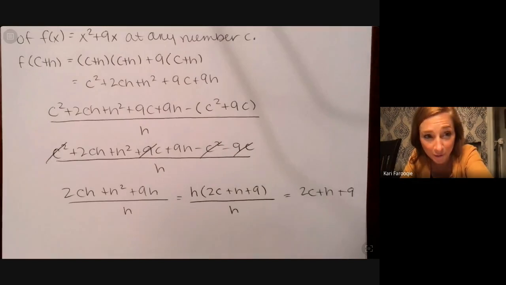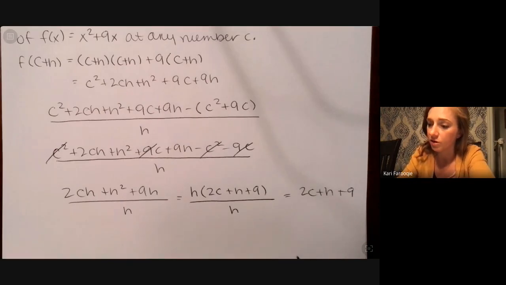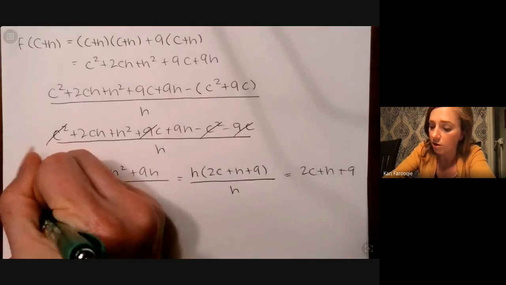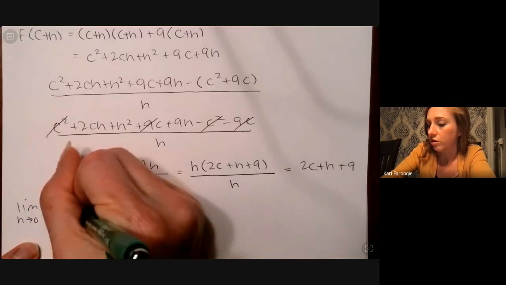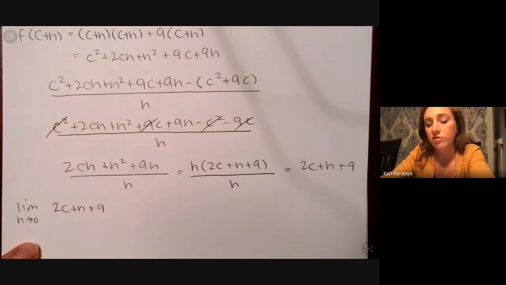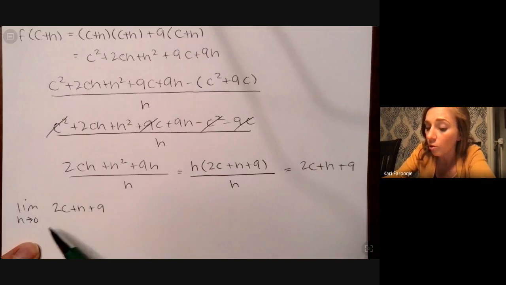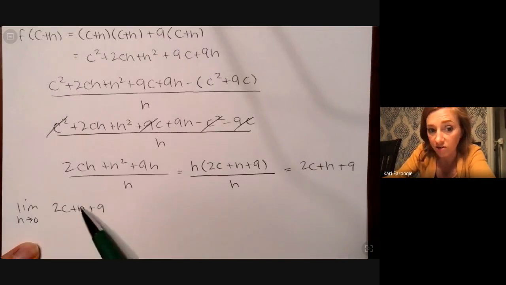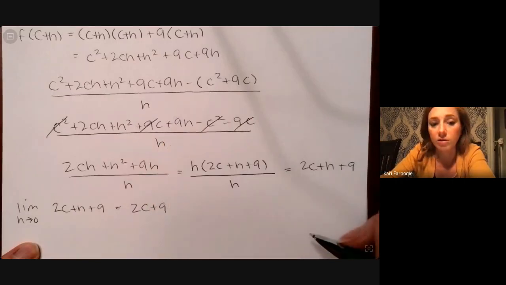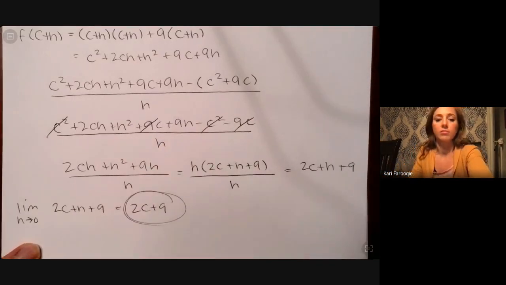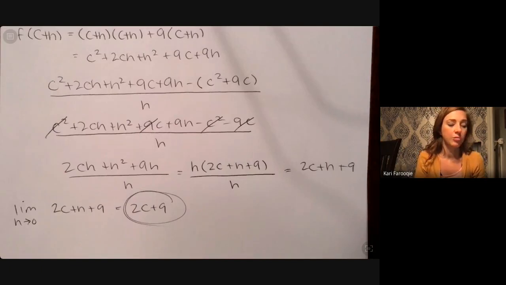Okay, and now we have f of c plus h minus f of c divided by h. That was what we just found. So go ahead and take your limit as h approaches 0 of 2c plus h plus 9. Now remember, the only quantity that's going to 0 is the h. Everything else you're treating like a constant. That is the derivative at any number c.